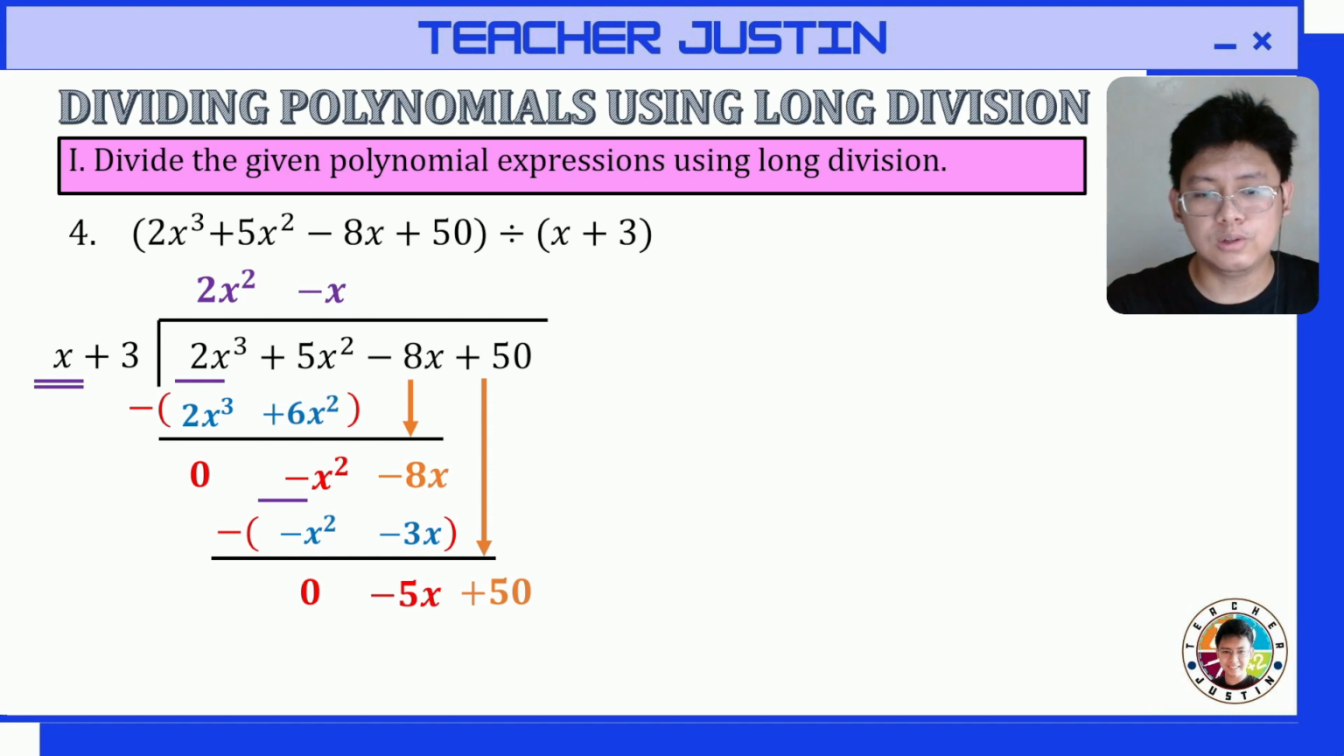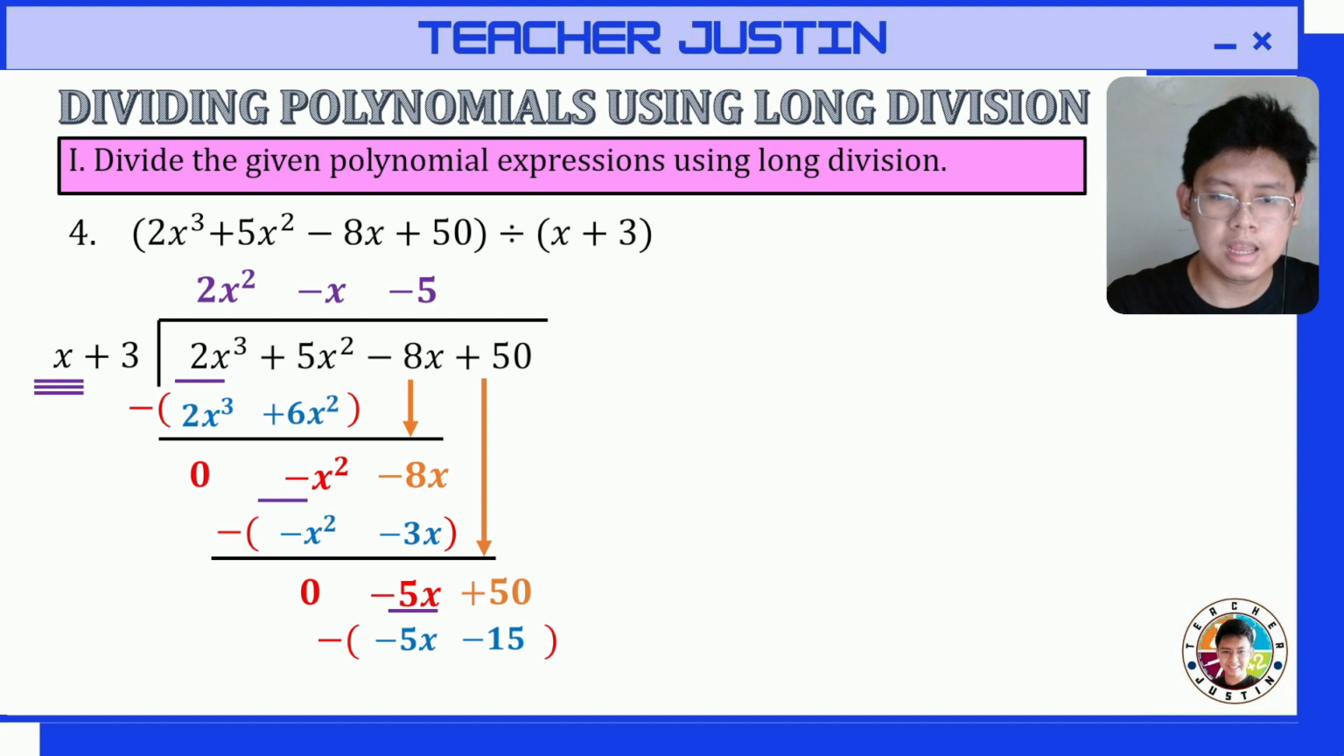Okay. So, repeat natin yung procedure. Divide natin si first term by the first term. Negative 5x divided by x is negative 5. Tapos, multiply natin si negative 5 sa ating divisor. Negative 5 times x is negative 5x. Negative 5 times 3 is negative 15.